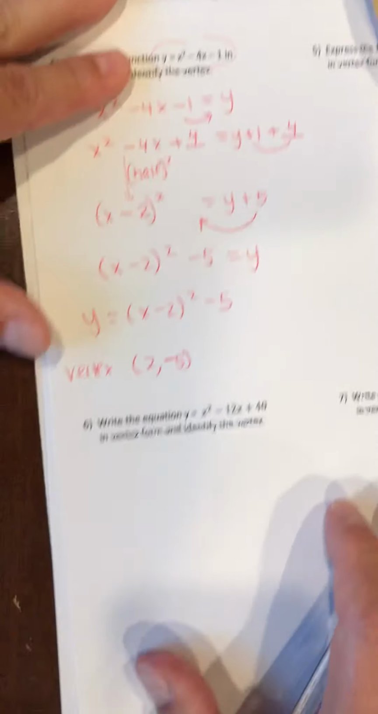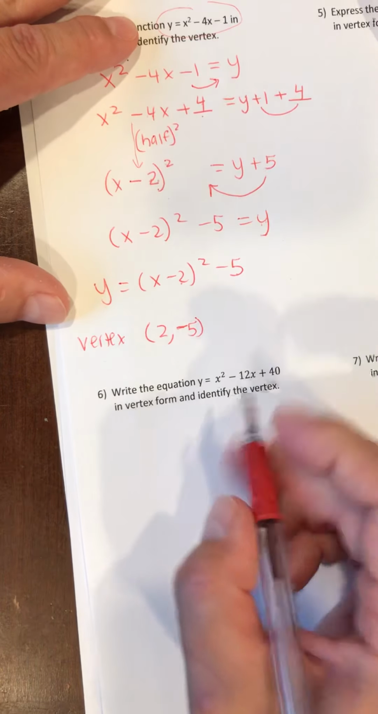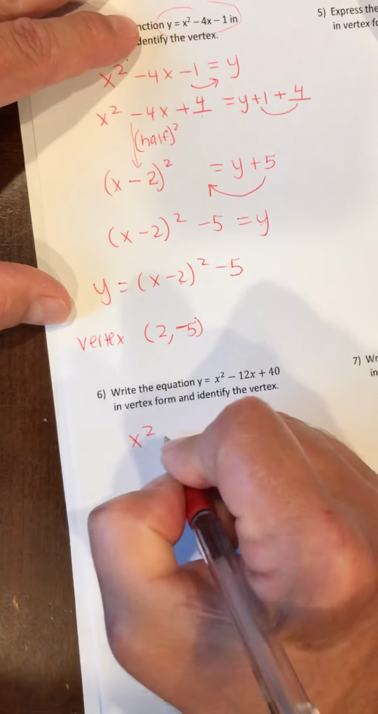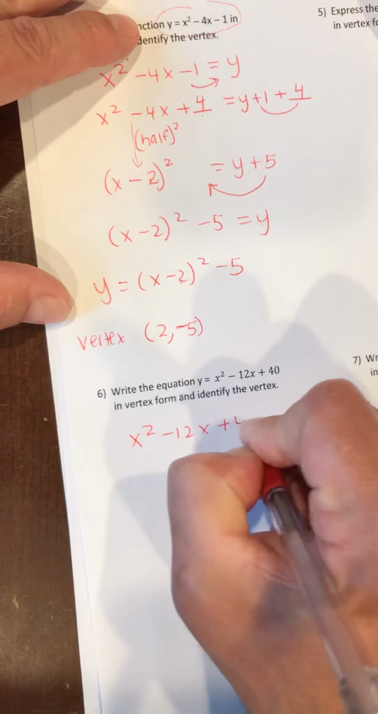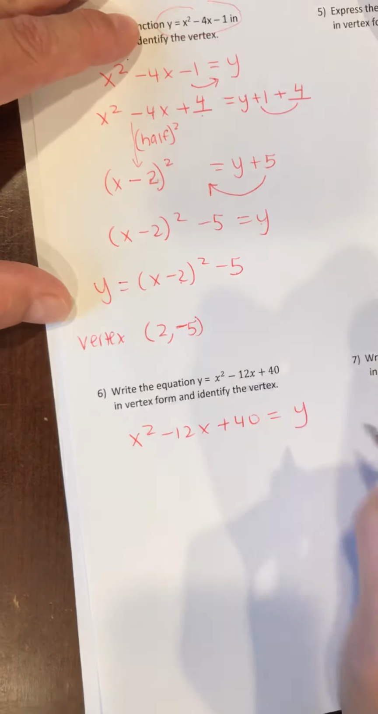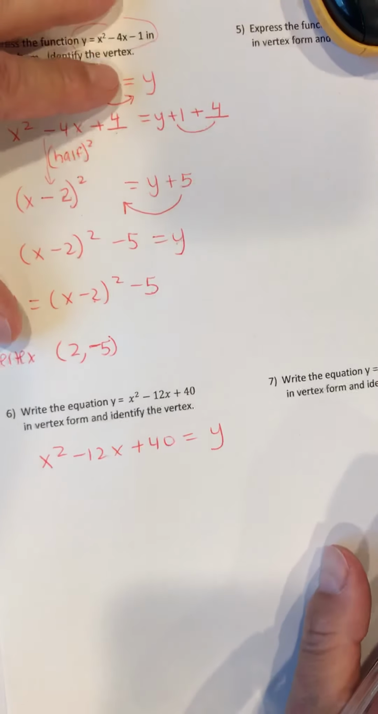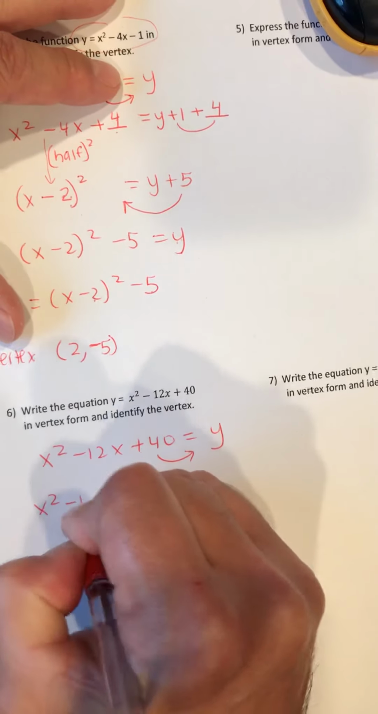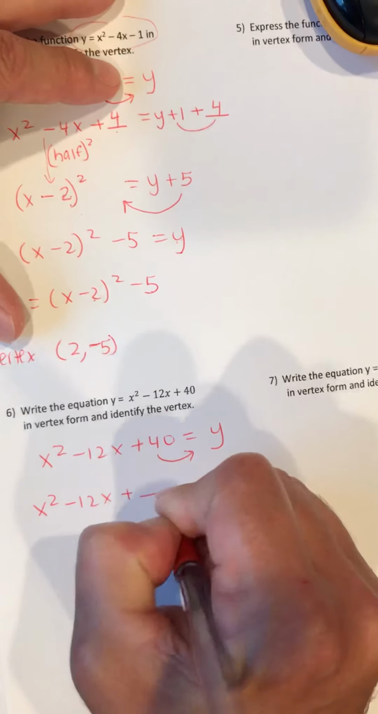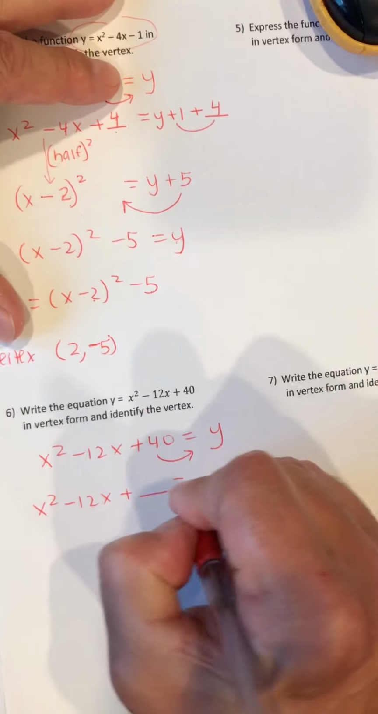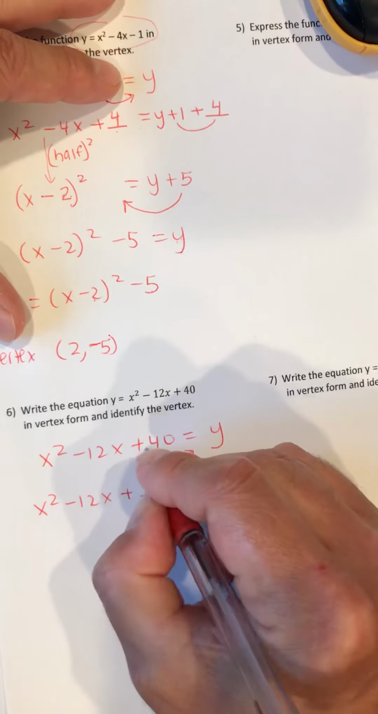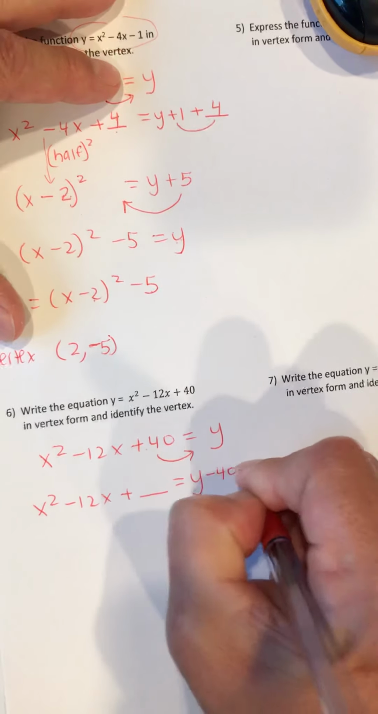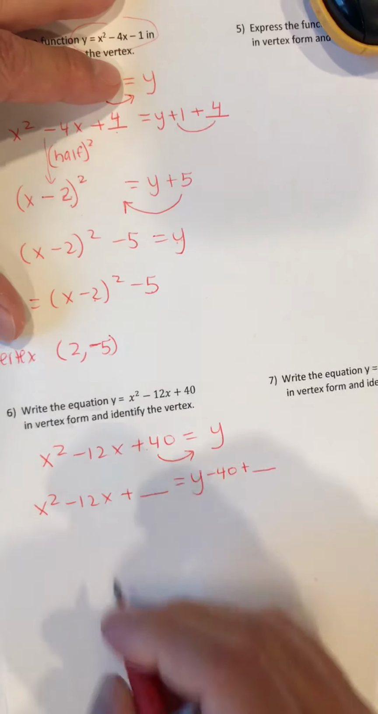Why don't I do one more for you? Number 6. Again, I'm going to take my trinomial and put the y on the right side. We've got to swing this 40 over. x squared minus 12x plus the square number equals y. The plus 40 becomes minus 40 plus whatever the square number is.